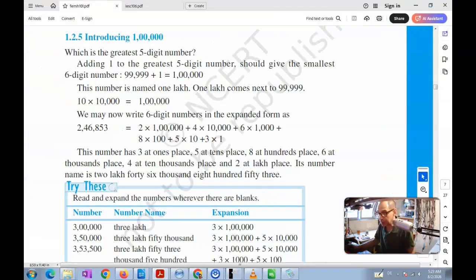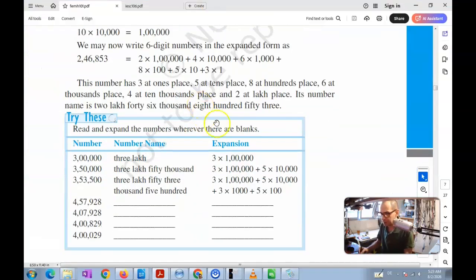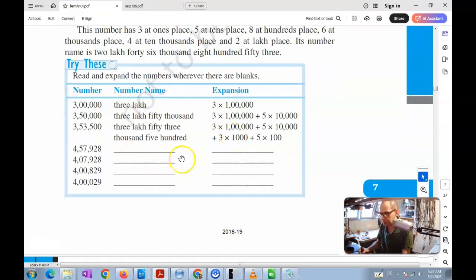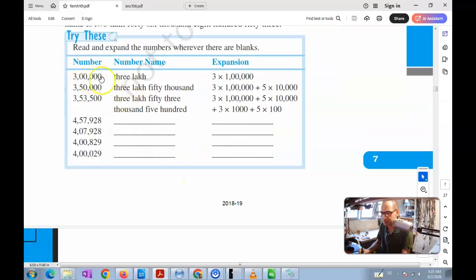Now this number over here, for example, is 300,000, which is the same as 3 lakh in the Indian system. This number is 350,000, which is the same as 3,50,000. This number is 353,500, which is essentially the same as 3,53,500 in the Indian system.